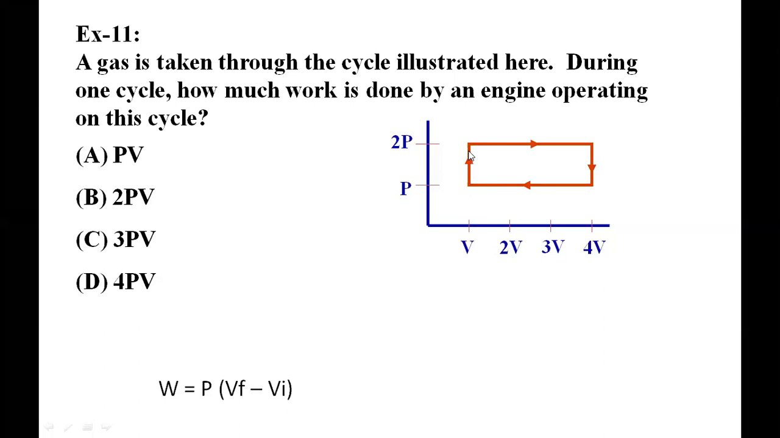Then in this process at constant V, the work is 0 because the volume is constant. And also here, the volume is constant, so the work is 0. So what we have is this one plus this one. From here, we have 1P delta V, with V final minus V initial. Then we have 4V minus V, which equals 3PV. Okay.